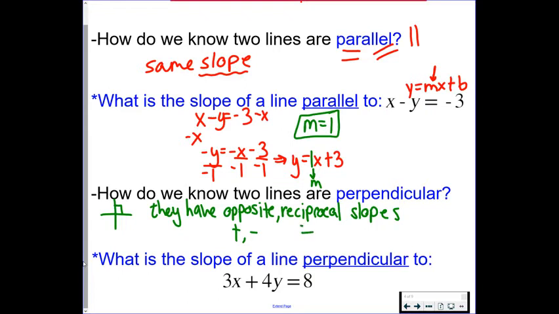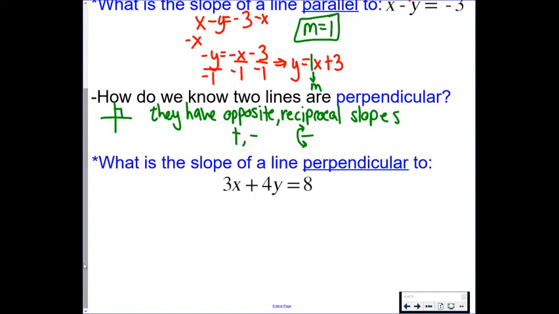Opposite means opposite signs, positive and negative. Reciprocal means you take a fraction and you flip it over. So if I give you a fraction, which is what slope is normally expressed as, you just take it and flip it. Let's try an example. What is the slope of a line perpendicular to 3x plus 4y equals 8? Well, before I can find the slope of the perpendicular line, I've got to find the slope of this line.